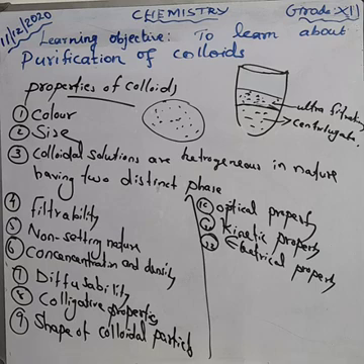The sixth one is concentration and density. When the colloidal solution is dilute, it is stable. When the volume of the medium is decreased, coagulation occurs. That's the meaning. Generally, density of sol, that means colloidal solution, decreases with decrease in the concentration.